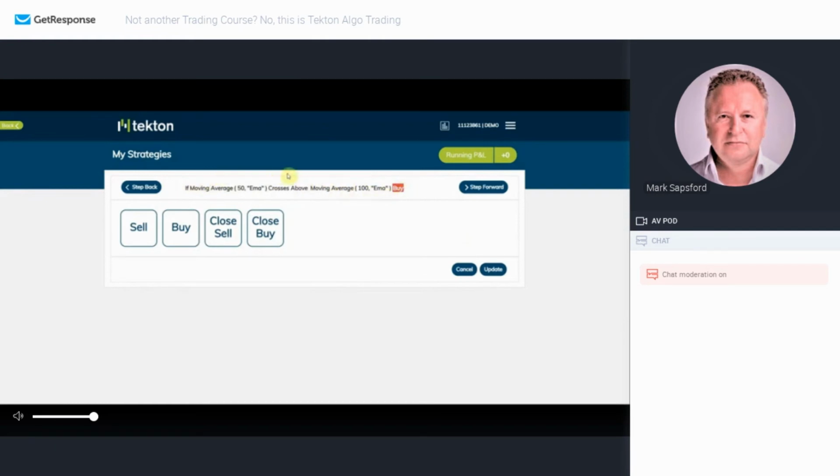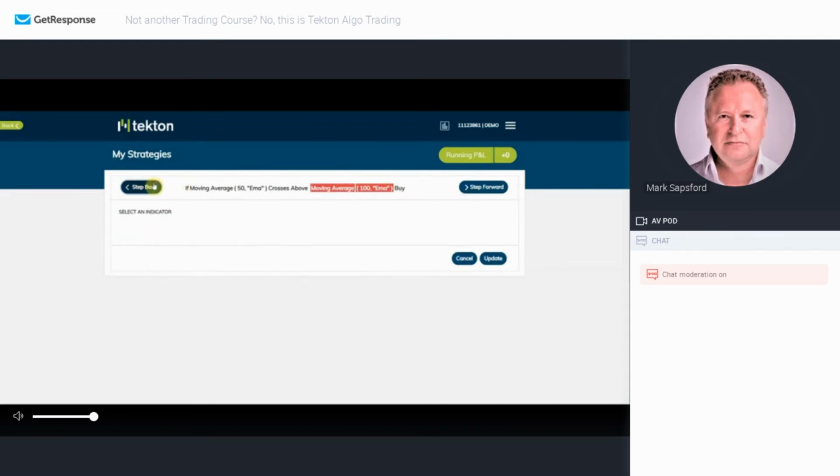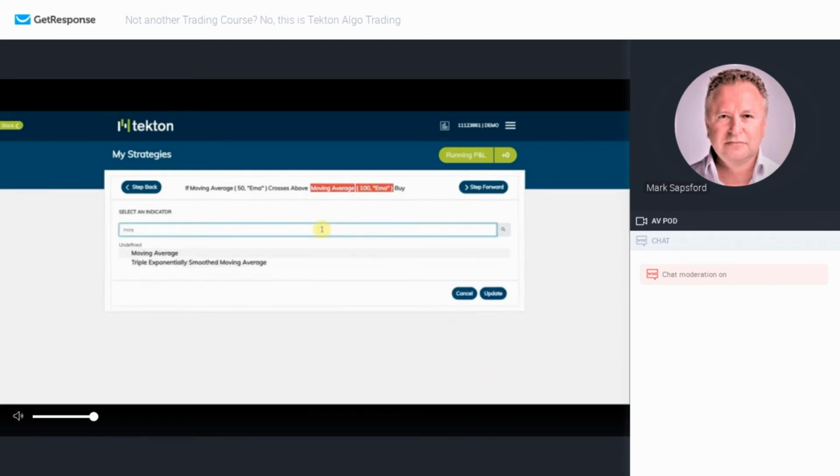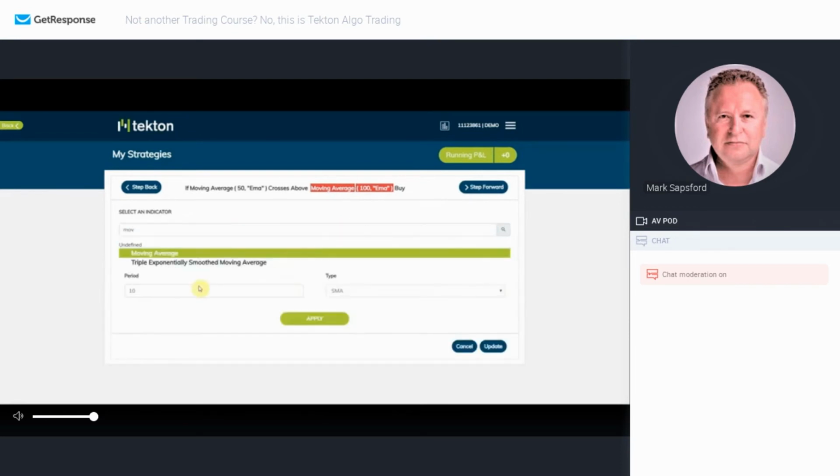So all you do is use the step forward, step back functions. Step forward and step back to move your red area to the area you want to change. So here we want to change the moving average 100 EMA to a 200 moving average. So we click moving average, type it in, and change the settings here to 200. Make sure it's an EMA.